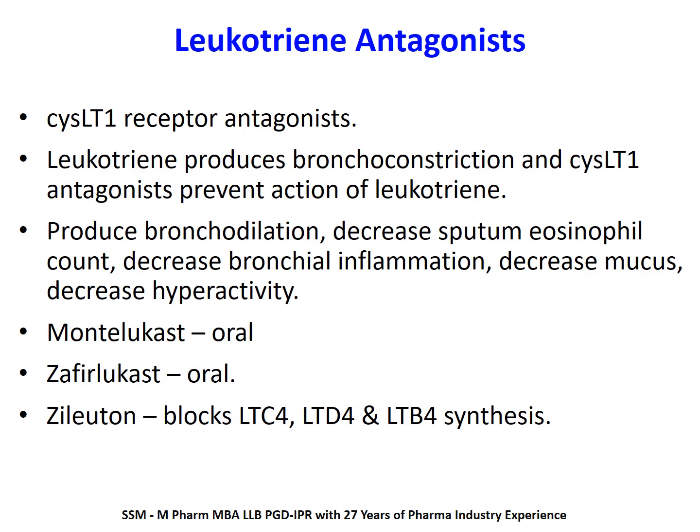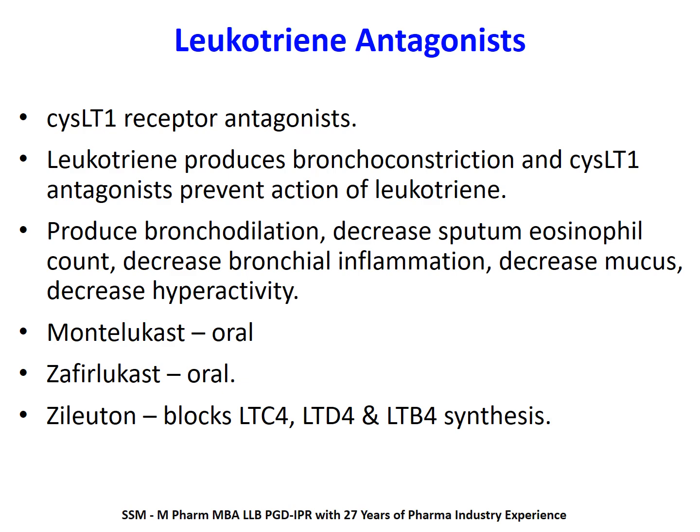Next category is leukotriene antagonists. Leukotriene 1 receptor antagonists are available. Examples include montelukast and zafirlukast. Leukotriene produces bronchoconstriction, and leukotriene 1 receptor antagonists prevent action of leukotriene, thereby preventing bronchoconstriction. They produce bronchodilation, decrease sputum eosinophil count, decrease bronchial inflammation, decrease mucus, and decrease hyperactivity.